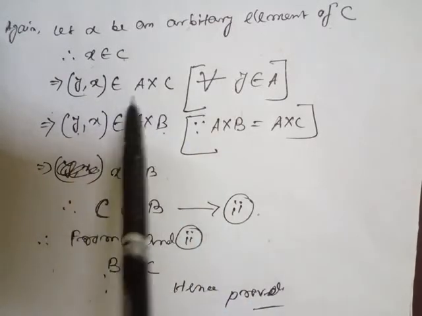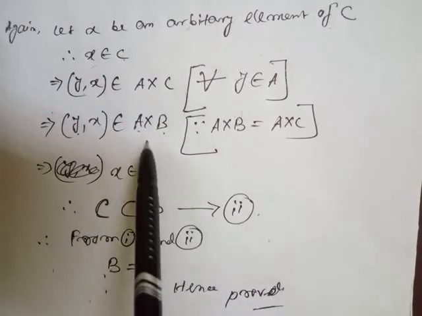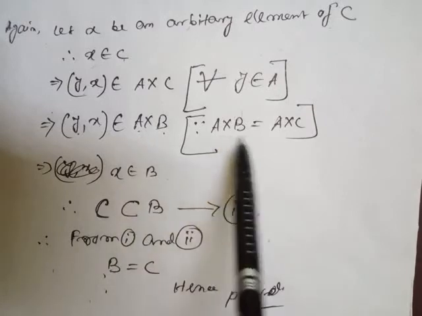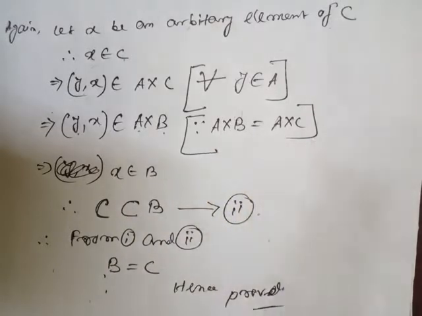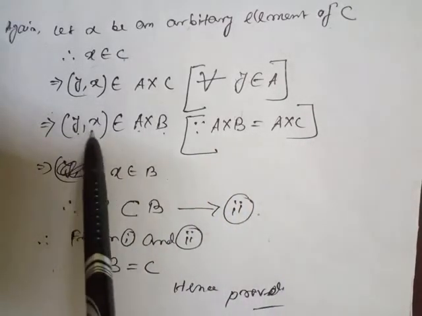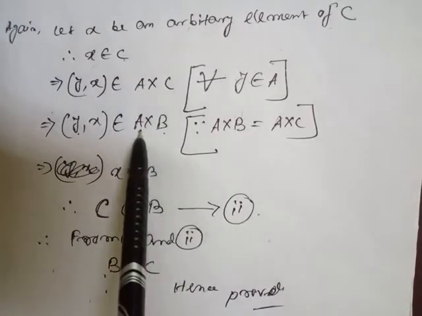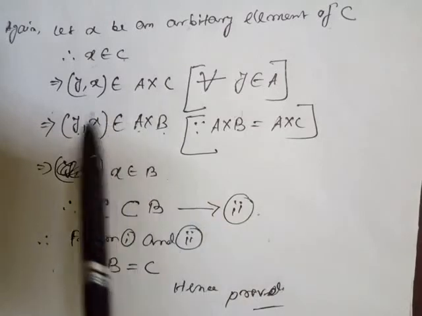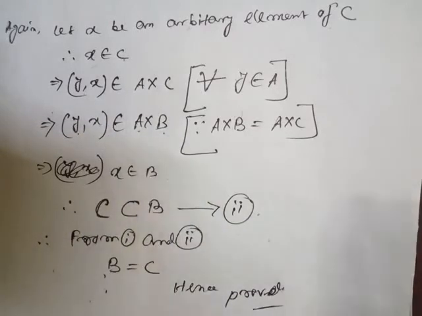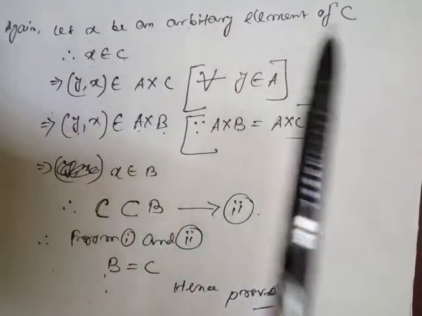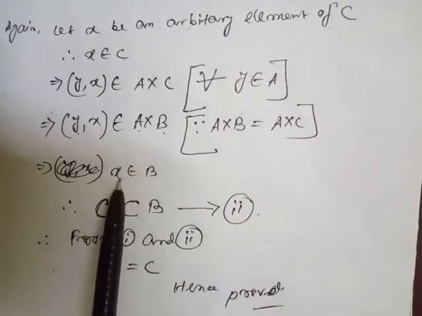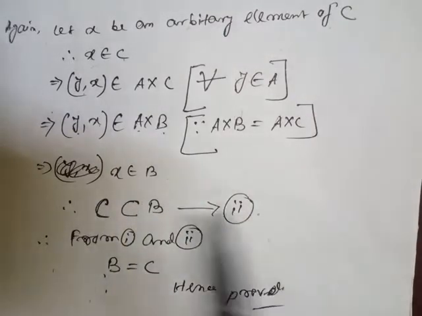Now here, in place of A product C, I am using A product B. Why? Because this is the condition given in the question, A product B equals A product C. So (y, x) belongs to A product B, so y belongs to A, then x belongs to B obviously. Look here, x belongs to C, and now x belongs to B. So C is included in B.